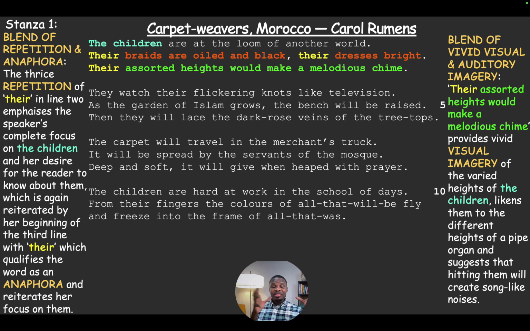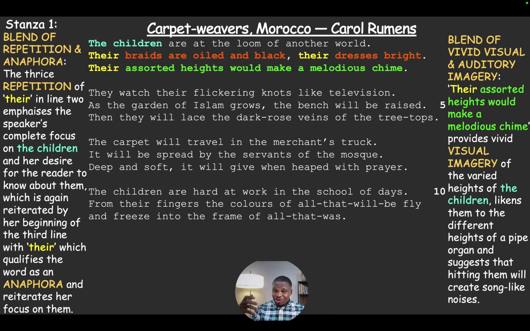Now, in the last part of the third line of the first stanza, we see a blend of visual and auditory imagery. Visual is what we can see; auditory imagery is what we can hear. So "their assorted heights would make a melodious chime" provides vivid visual imagery of the varied heights of the children, and likens them to different heights of pipes, like you look at an organ or something, that when you hit them, they create song-like noises.